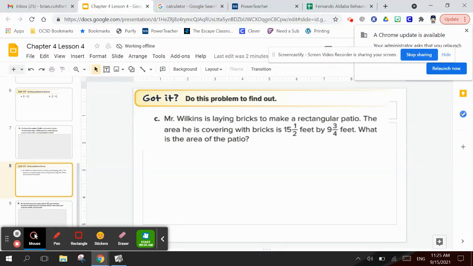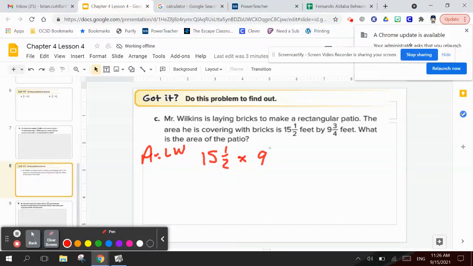Letter C, it says Mr. Wilkins is laying bricks to make a rectangular patio. The area he is covering with bricks is 15.5 feet by 9 3/4 feet. What is the area? So to find the area equals length times width. So I have 15.5 times 9 3/4. So again, I'm going to change these both to improper fractions.